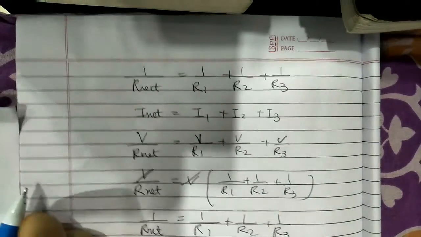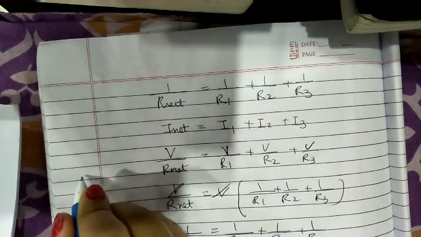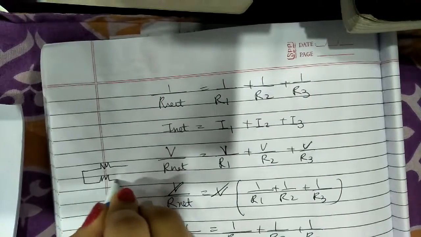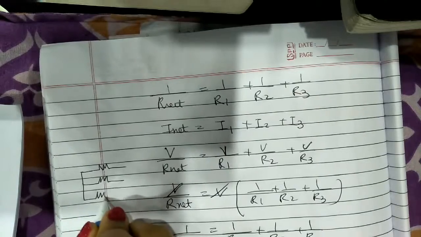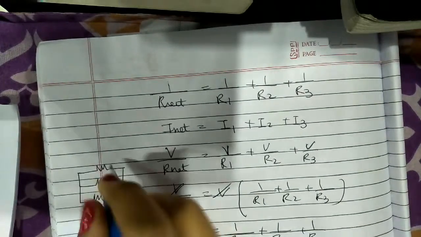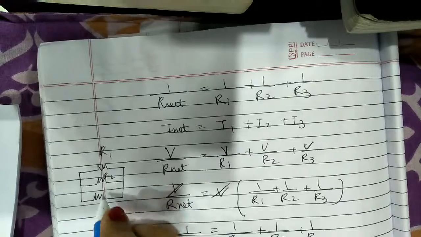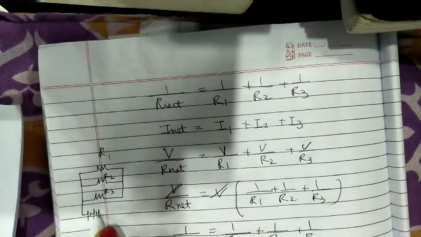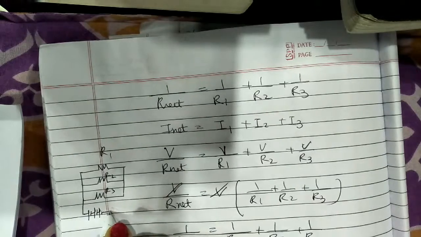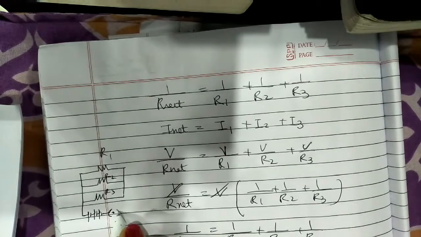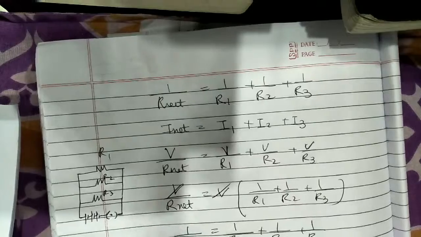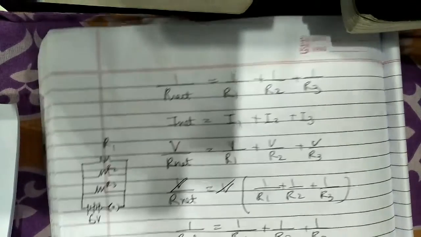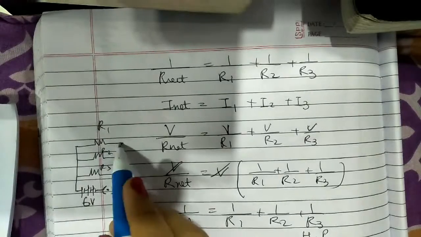Then we need to draw a circuit diagram. So we can draw a diagram like this. R1, R2, R3. Then we can connect a battery, a key. Okay. Let's see. This is a 6 volt. This is how we'll draw the circuit diagram.